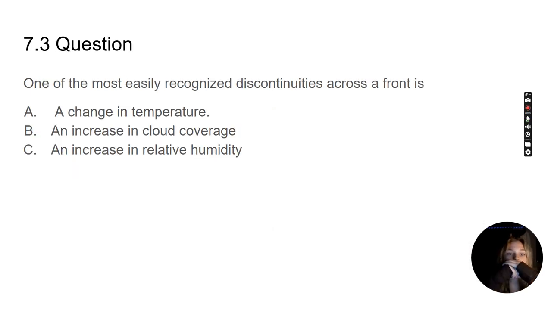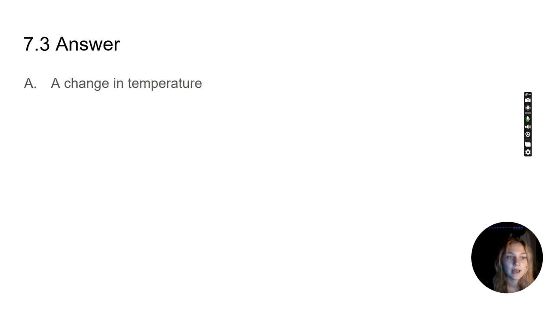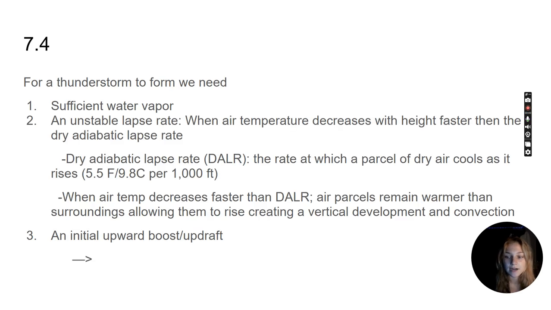One of the most easily recognized discontinuities across a front is a change in temperature, an increase in cloud coverage, and an increase in relative humidity. The temperature will change depending on if you're going from a warm to a cold front or whatever, high pressure, temperature changes, to my knowledge.